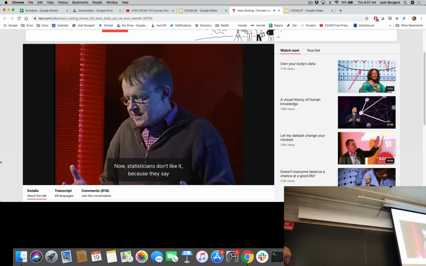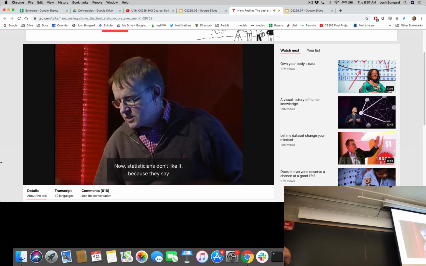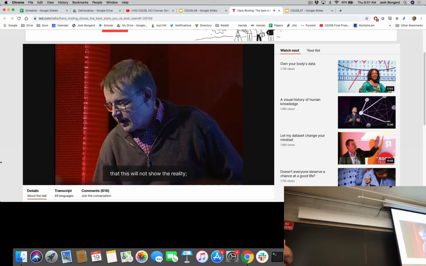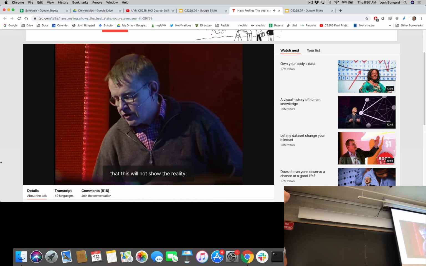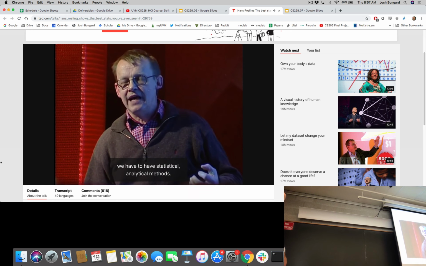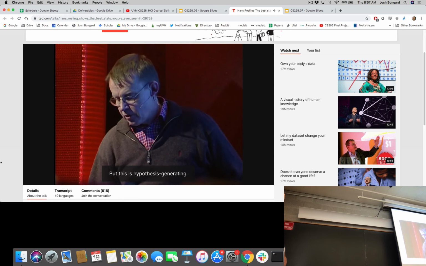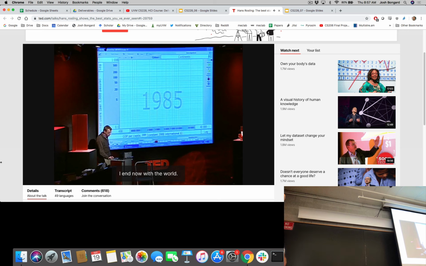Now the statisticians don't like it because they say that this will not show the reality. We have to have statistical analytical methods. But this is hypothesis generating. I end now with a world. There the internet is coming, the number of internet users is going up like this. This is the GDP per capita, and it's a new technology coming in, but amazingly how well it fits to the economy of the countries.